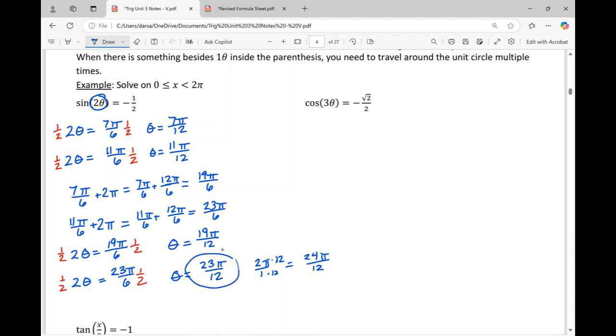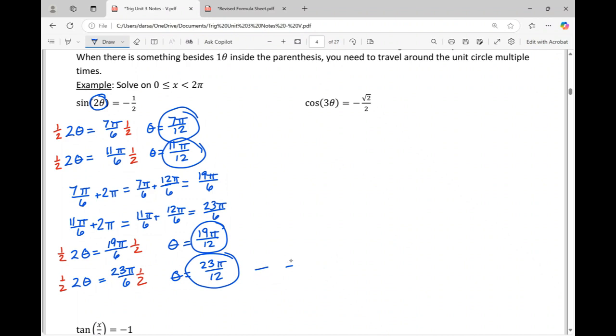Are 23 pi over 12, 19 pi over 12, 11 pi over 12, and 7 pi over 12 all less than 24 pi over 12? Yes. So we actually get 4 answers, and these are all over 12 answers.